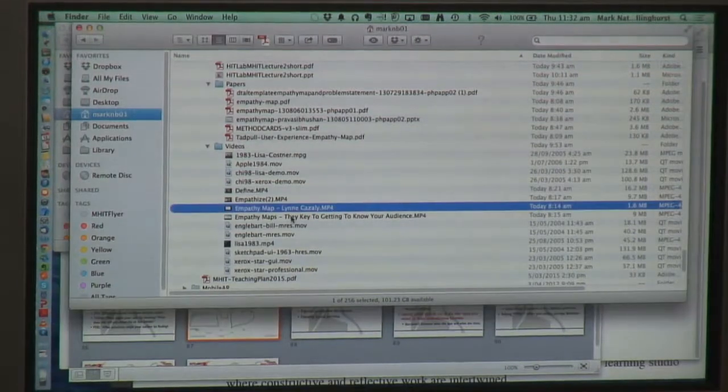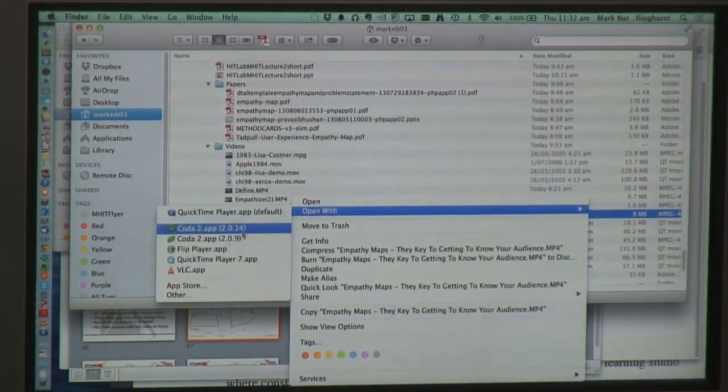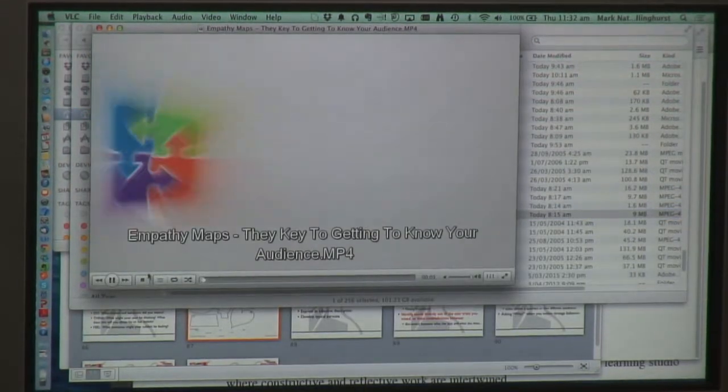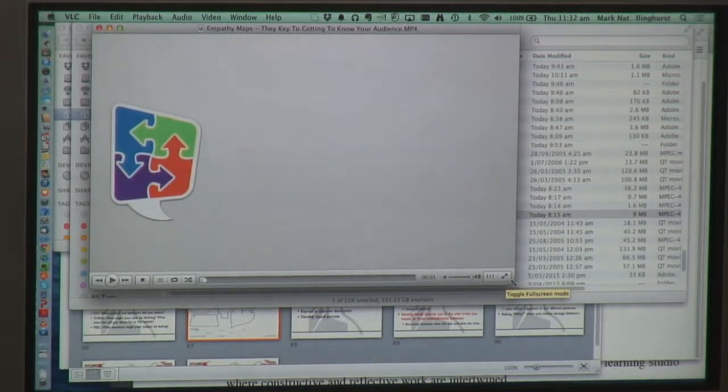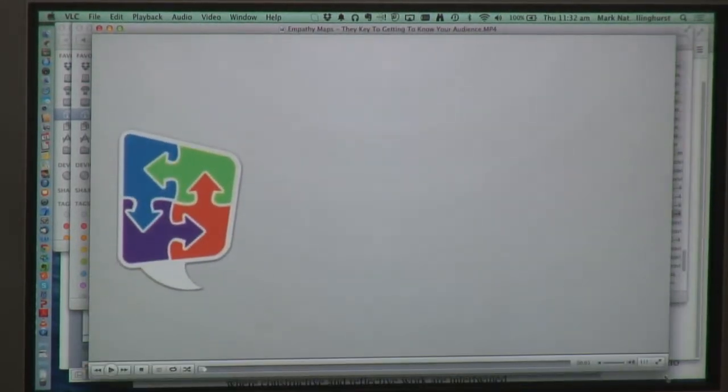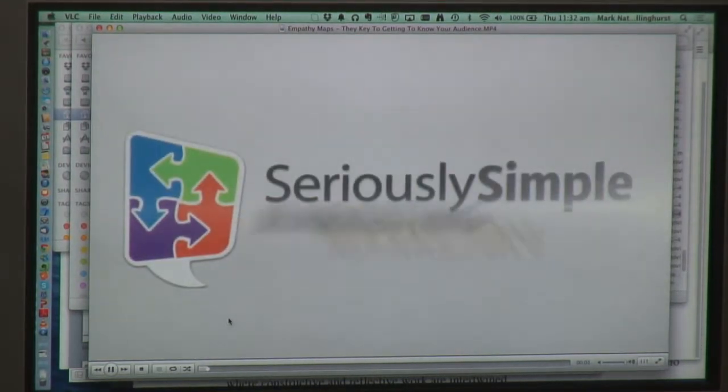It's this one here. And this is from the perspective of a marketing person, but the same skills can be applied for interface design as well. So they're going to talk about how to use empathy maps to engage with the market.